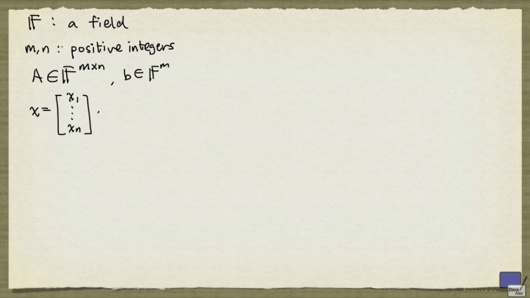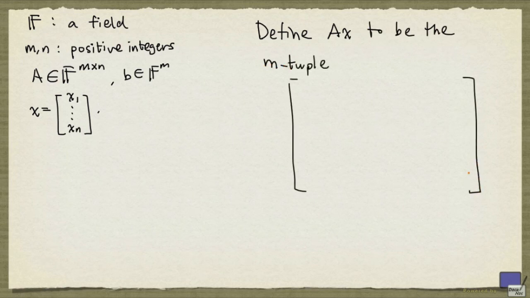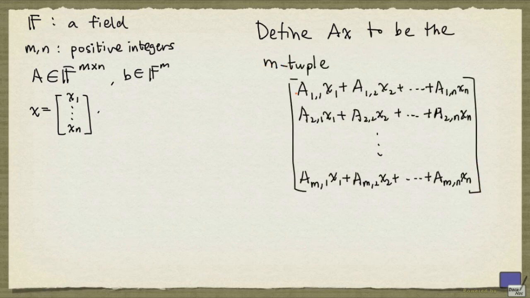Say we have a field F, and m and n are positive integers. A is a matrix with m rows and n columns with entries from F. B is an m-tuple with entries from F. And X is an n-tuple (x1, up to xn). We define AX to be the m-tuple that looks like this. As you see, each entry is a gigantic sum. So this is the second entry of the m-tuple. Now here, Aij denotes the ij entry of A, the entry in row i and column j of A.